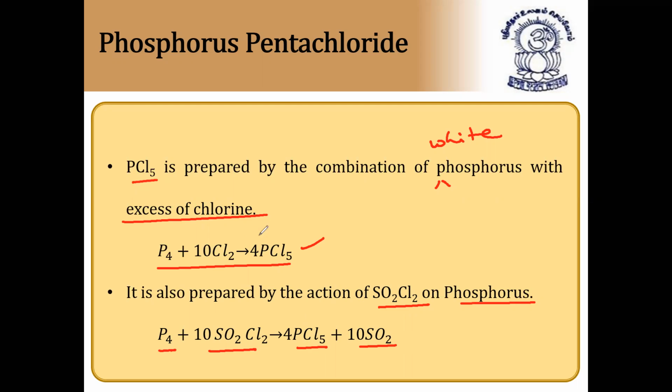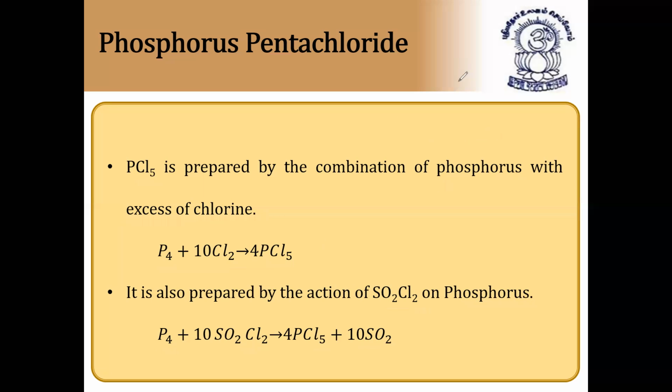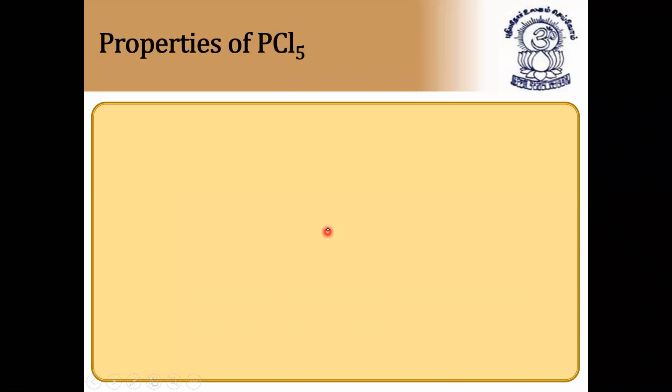So the preparations of PCl3 and PCl5 are almost the same. The only thing is we have to take the reactants in excess: in the first case, chlorine in excess, and in the second case, thionyl chloride in excess. So 10 molecules of thionyl chloride form 4 PCl5 plus 10 SO2. I hope it is clear. Whichever important reactions I tell you, please note them down. Those reactions are important for objective questions.